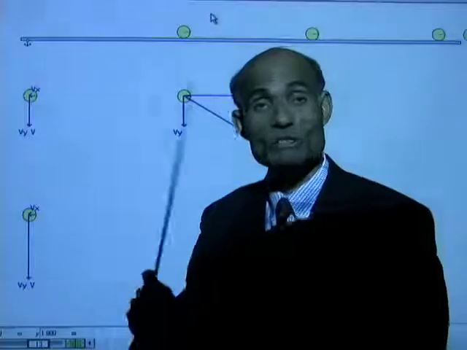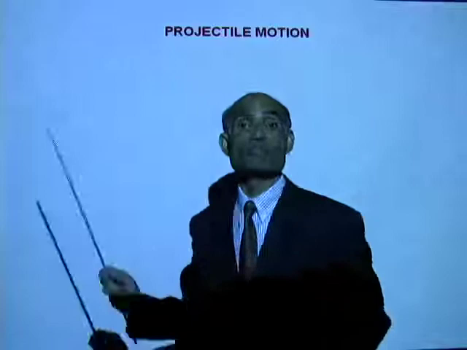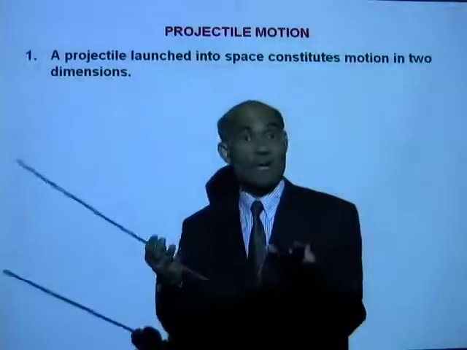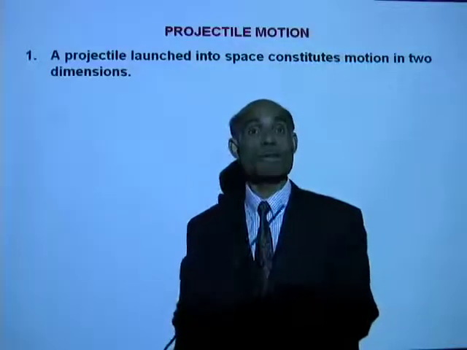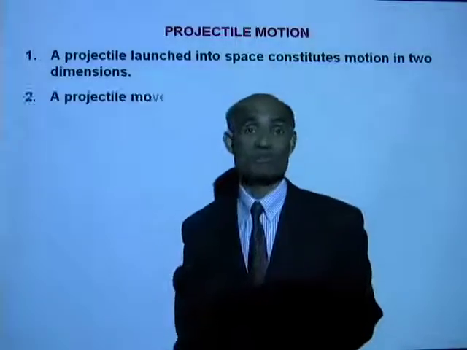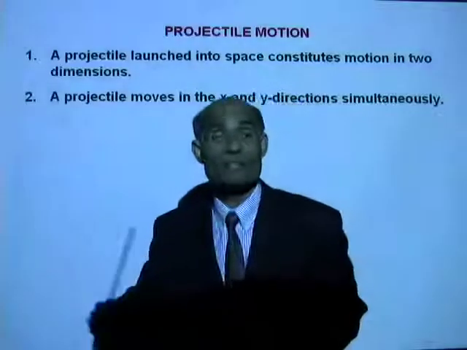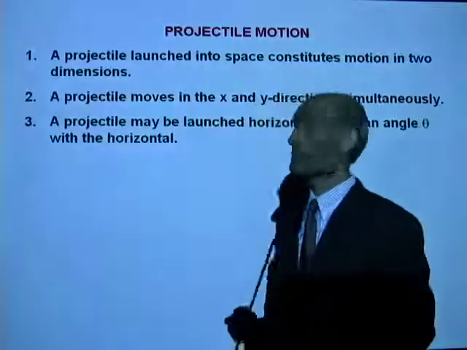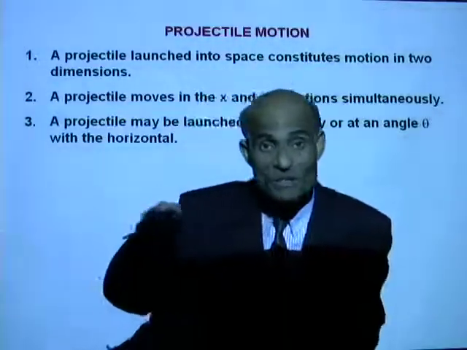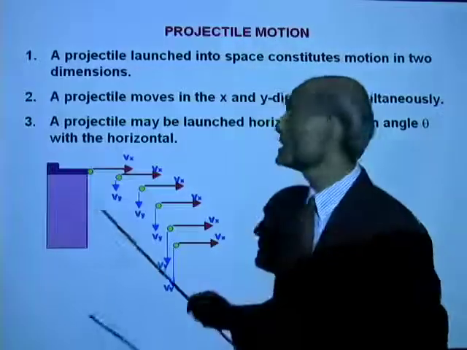Okay, let's go and look at the motion in 2 dimensions that constitutes projectile motion. So a projectile launched into space moves in 2 dimensions. A projectile moves in the x direction and y direction simultaneously. A projectile may be launched horizontally, just like I just showed you, or at an angle theta with the horizontal.